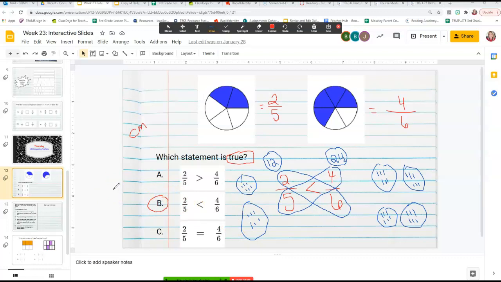Okay? That's all there is to it. It looks confusing, guys, but it's really not. All you're doing is multiplying. And then you got to look at your two top numbers. I know 12 is less than 24. Okay?